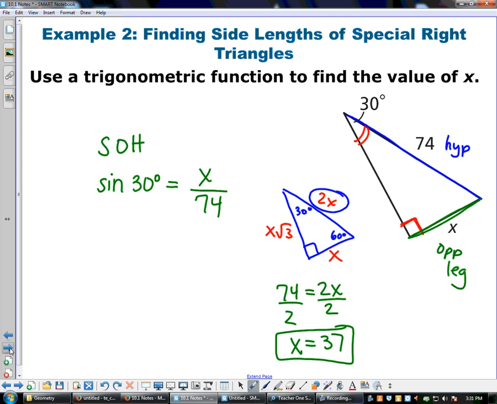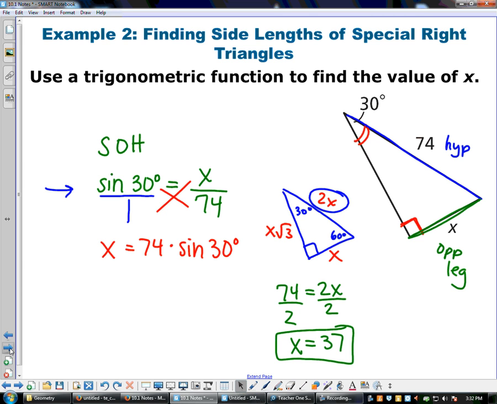Now, let's say we didn't remember those rules from the page before. So if I go back to what I set up here with SOHCAHTOA, if I wanted to solve for x, I could make this a proportion and have two ratios equal to each other. So put that over 1. Now I can cross multiply, and I would have 1 times x, which is x, is equal to 74 multiplied by the sine of 30 degrees.